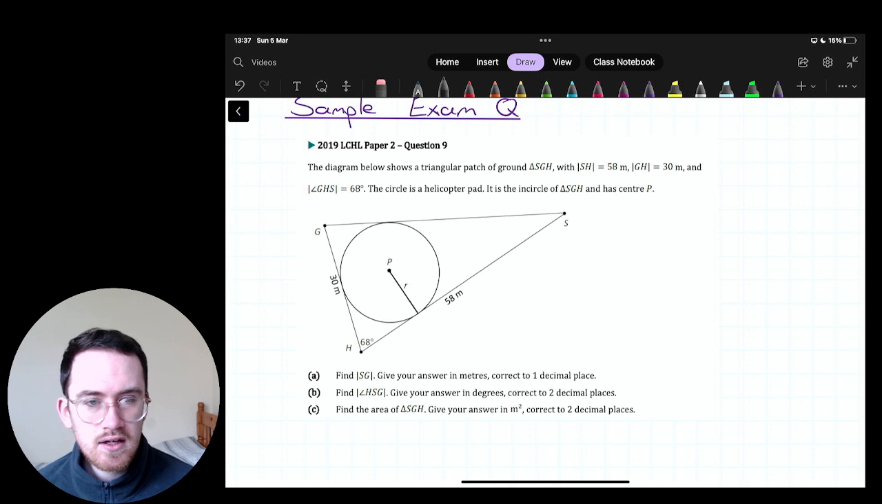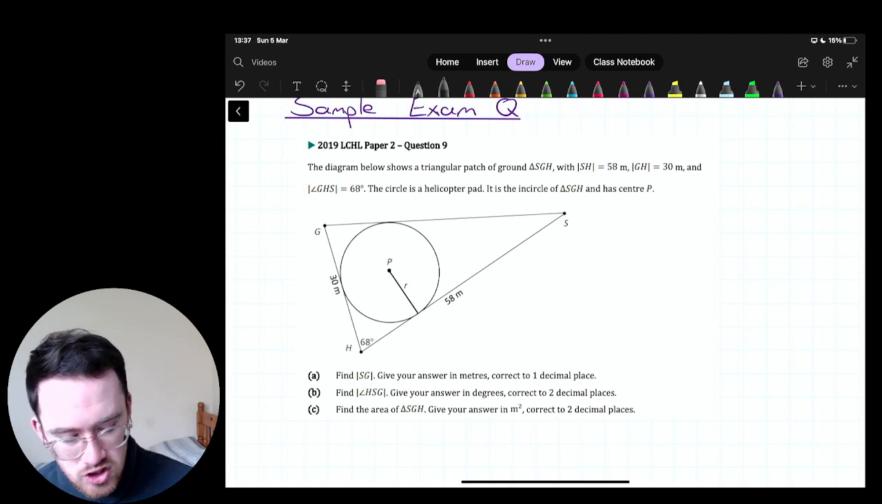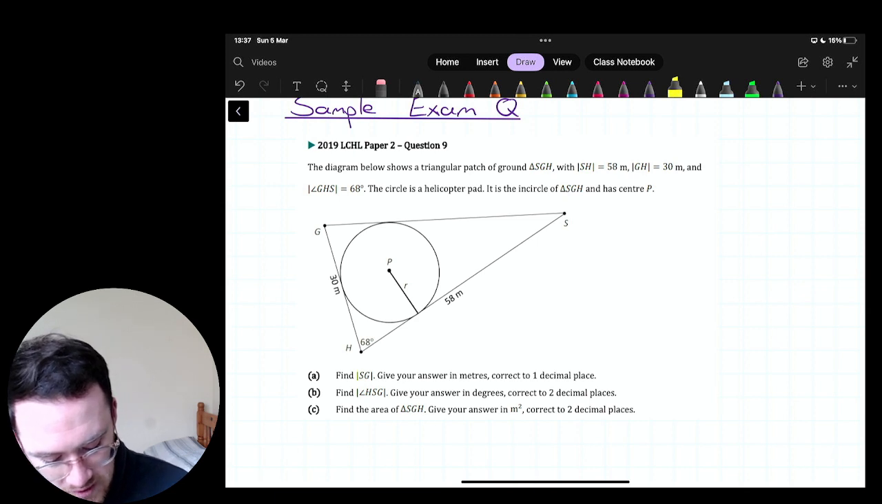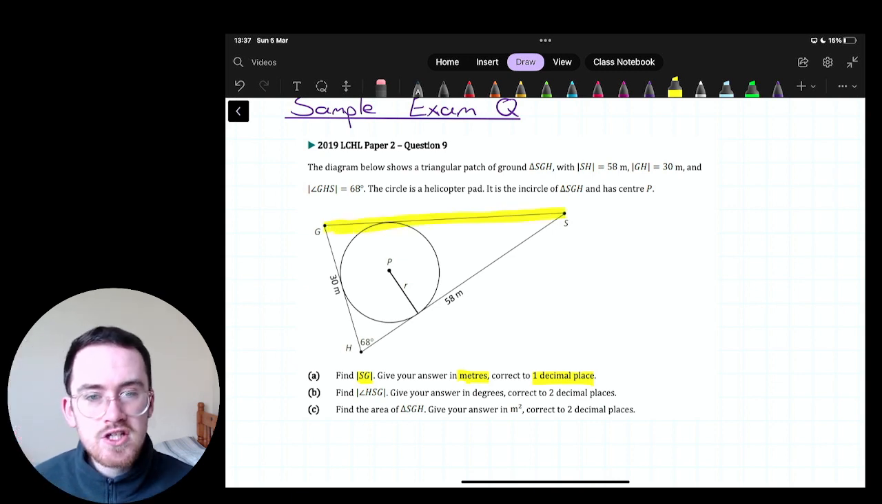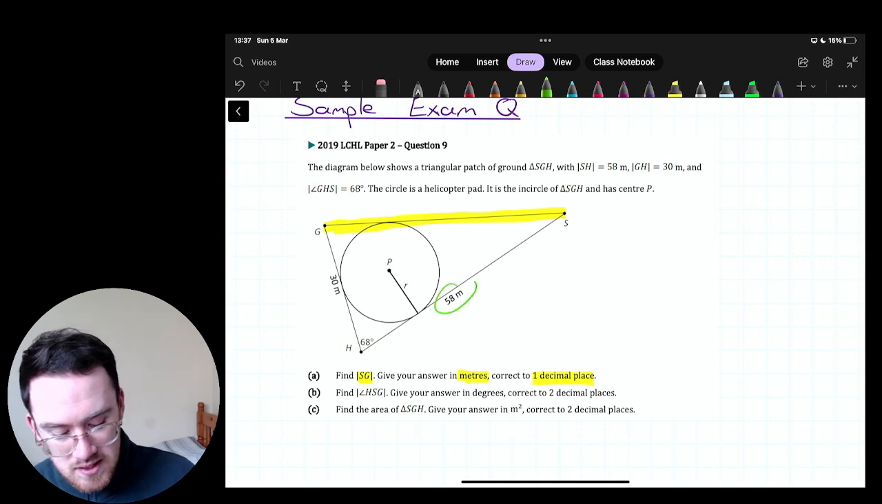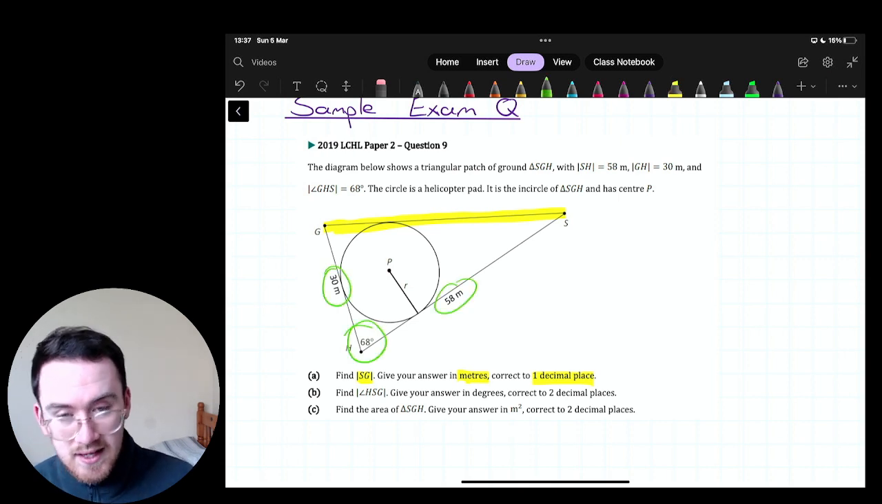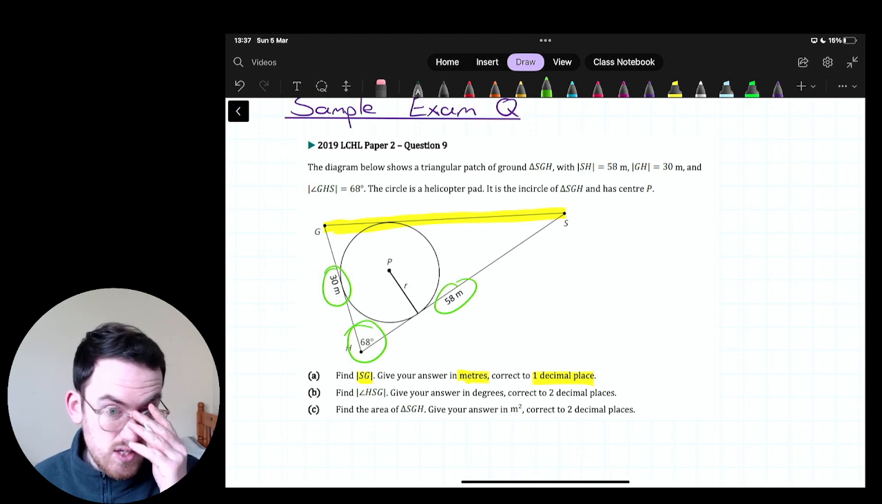The circle is a helicopter pad, it is the incircle and has centre P. Find SG. So that's where we're going to start. Find SG and give your answer in meters, correct to one decimal place. So we're looking for this side here. Looking at the information that we have, a side and an angle, the angle between those two sides.